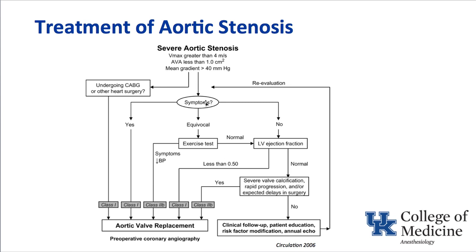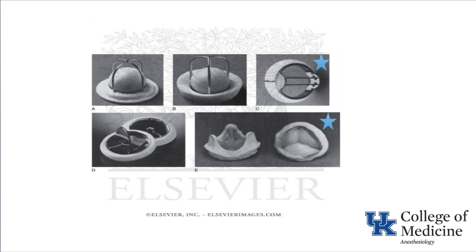If they're symptomatic, maybe not, you're not sure, you can do an exercise test. Blood pressure goes down, you're going to take them to aortic valve replacement probably. And if these things are equivocal and their ventricle is good, you may wait for some time before you take them to valve replacement. But the presence of heart failure or angina or syncope symptoms, these patients need aortic valve replacement, because we showed you before what happens if you don't do anything to the valve over time.